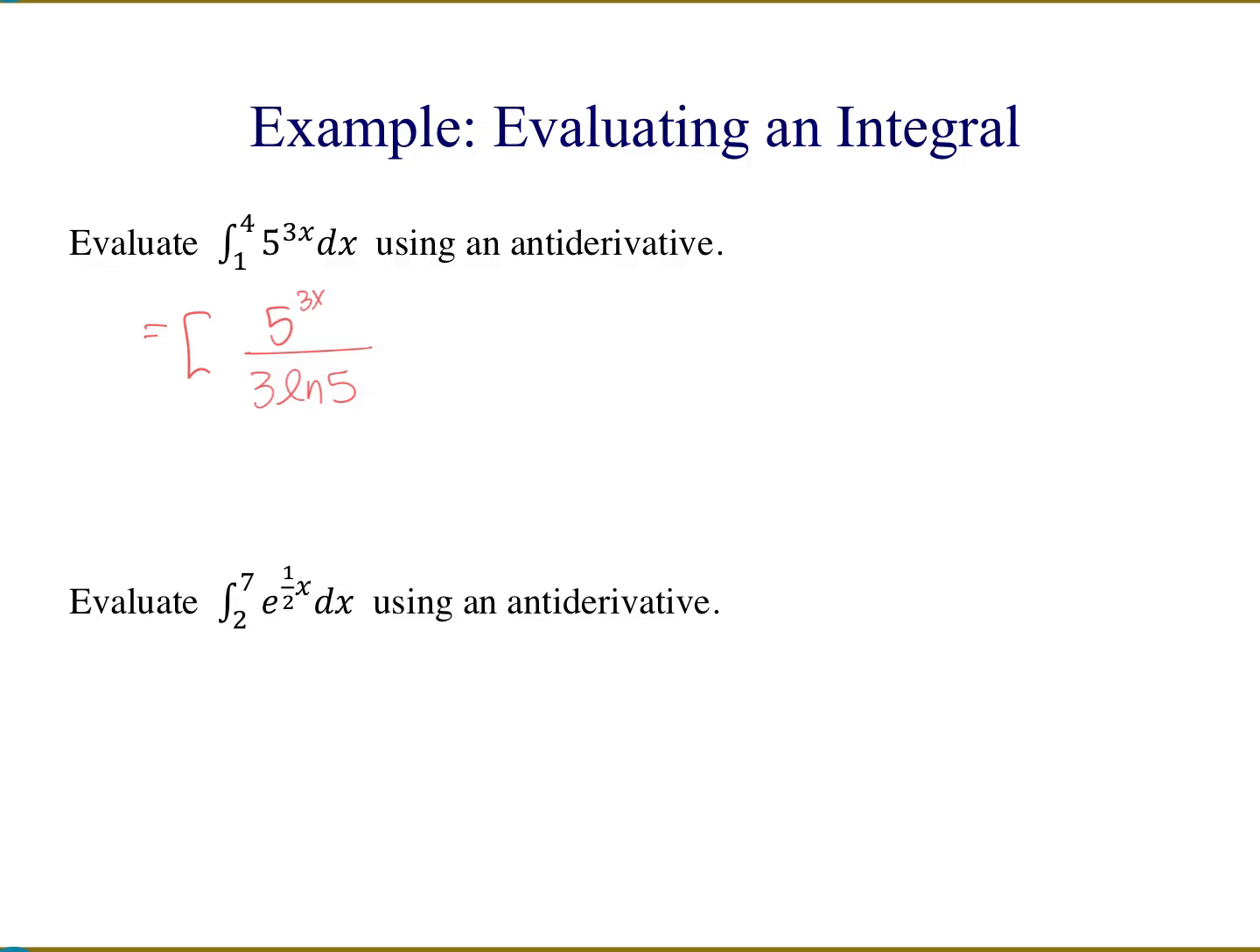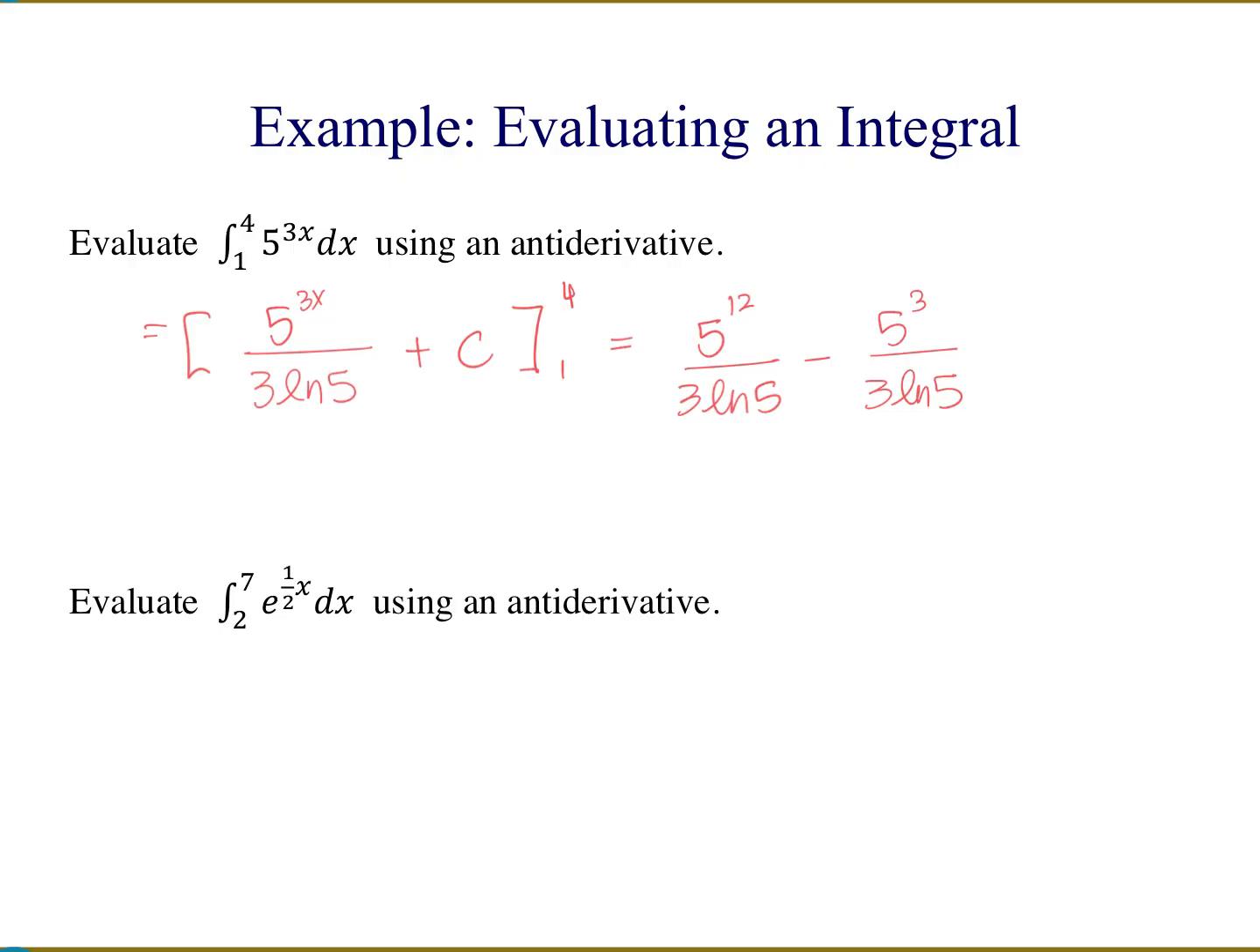So if you ever find yourself unsure, check what the derivative would say to do. Then typically you do the complete reverse of that. And you can always check your work by taking the derivative again to see if what you had was right. So this will be 5 to the 12th over 3 ln 5 minus 5 to the 3rd over 3 ln 5.